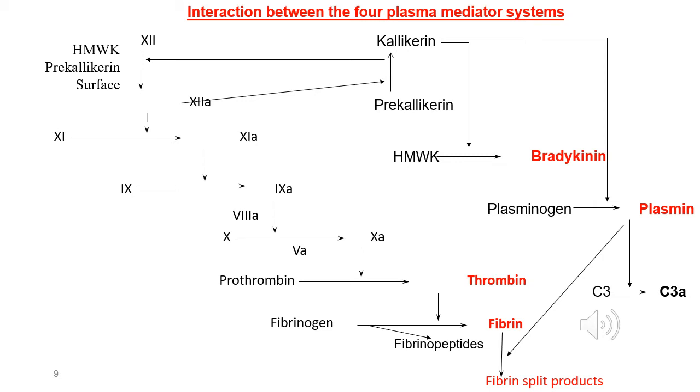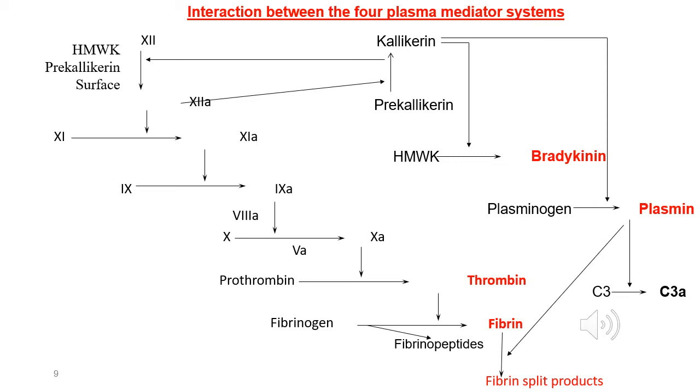In the middle, you see the kallikrein with its effect on the high molecular weight kininogen to produce bradykinin, which also has an effect on the plasminogen to form plasmin. Plasmin itself is a protease that converts fibrin to fibrin split products. Again, plasmin has its effect on the complement system, where it activates C3 to C3a.